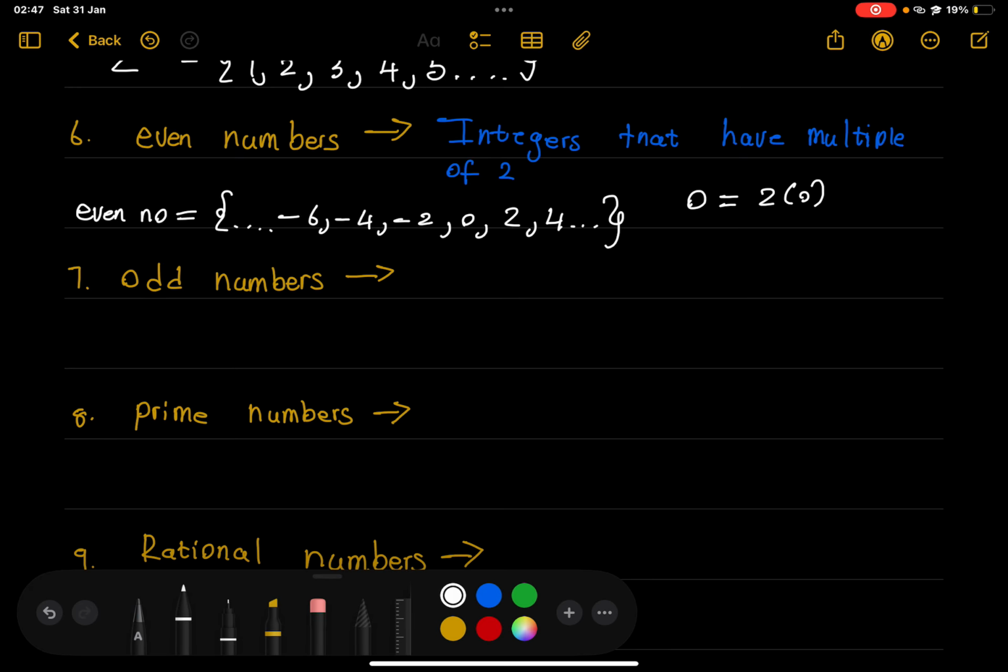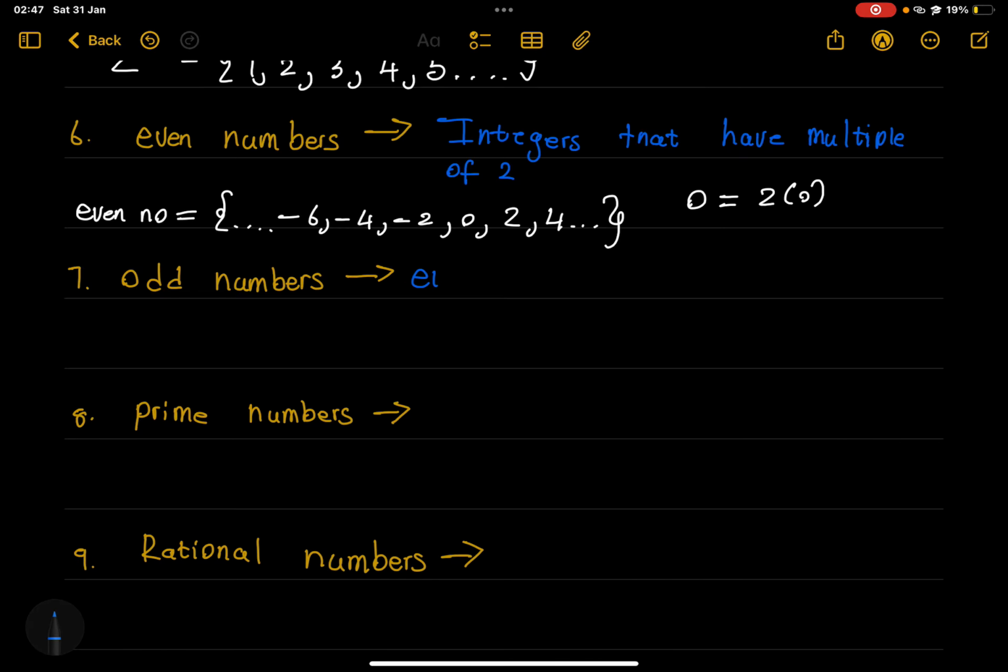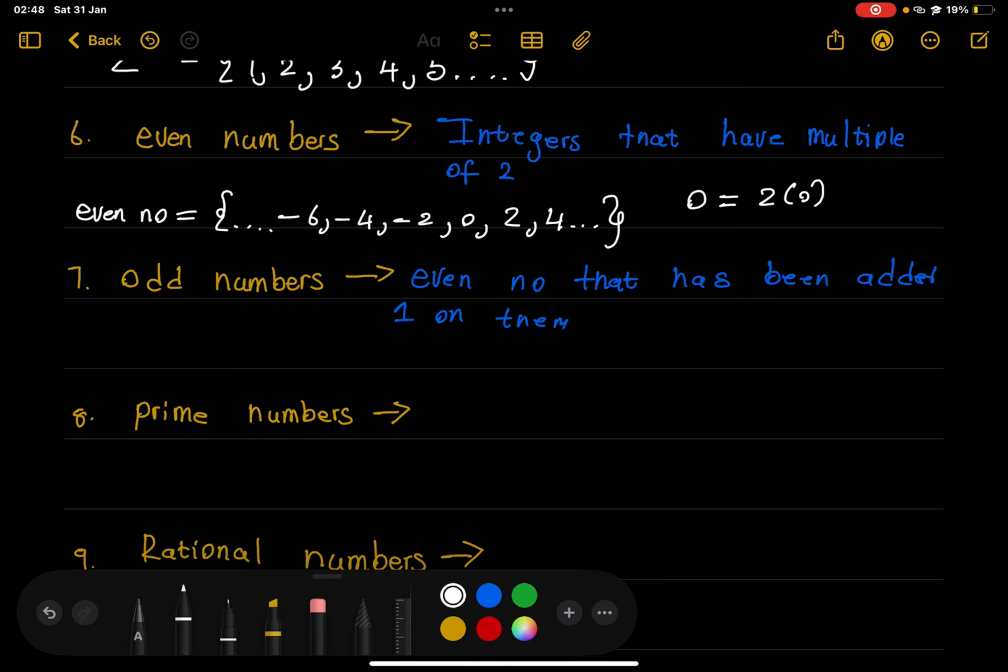So let's check odd numbers. What are odd numbers? Odd numbers are even numbers that have been added a 1 on them. Understand? So you take all those even numbers, you add 1, you add 1, you add 1, you add 1. Understand?